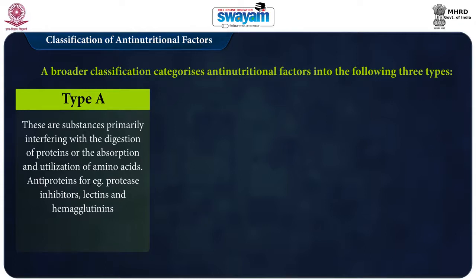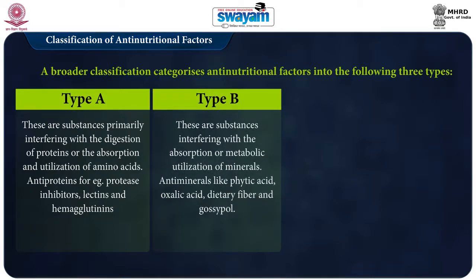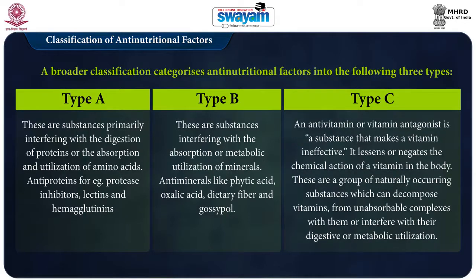Antiproteins, for example, are protease inhibitors, lectins and hemagglutinins. Now type B, these are substances interfering with the absorption or metabolic utilization of minerals. Now antiminerals like phytic acid, oxalic acid, dietary fiber and gossypol. The type C anti-nutritional factor, an antivitamin or vitamin antagonist, is a substance that makes a vitamin ineffective.